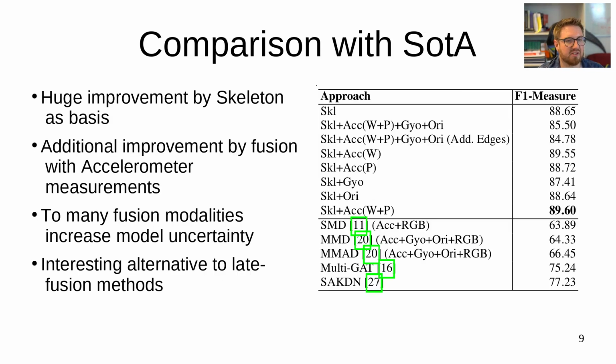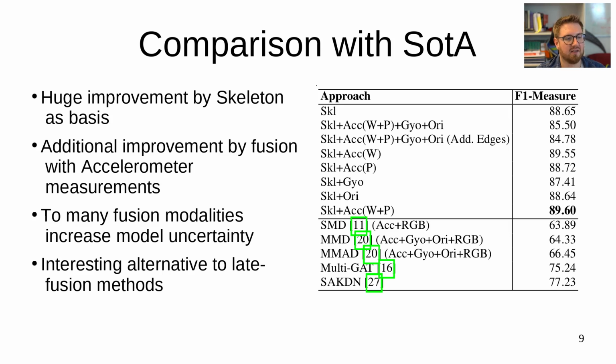When comparing with the state of the art on the MMACT dataset, we improve the accuracy and the F1 measure by a huge amount. The most improvement comes from relying on skeleton measurements as the basis, or the transformation of RGB images to skeletons. However, we are improving on those results by the introduction of additional accelerometer measurements. For instance, we got the highest performance by the fusion of skeleton sequences and accelerometer measurements from a watch and a phone.